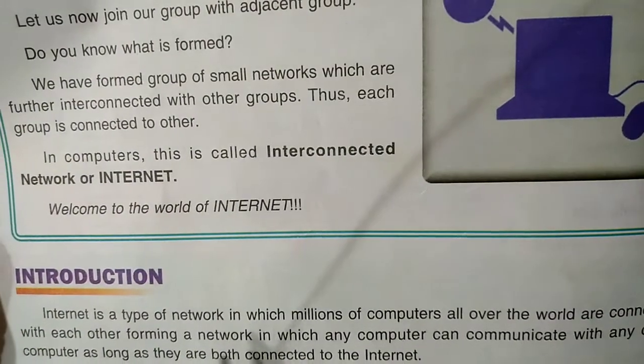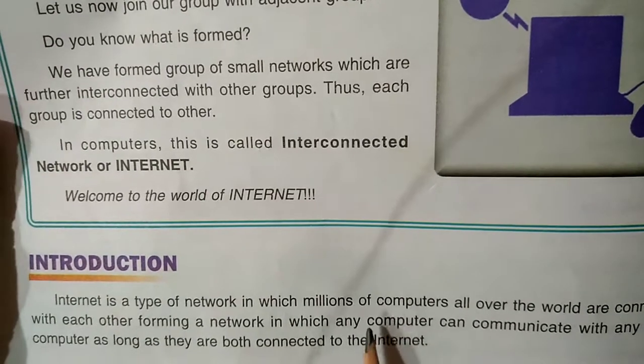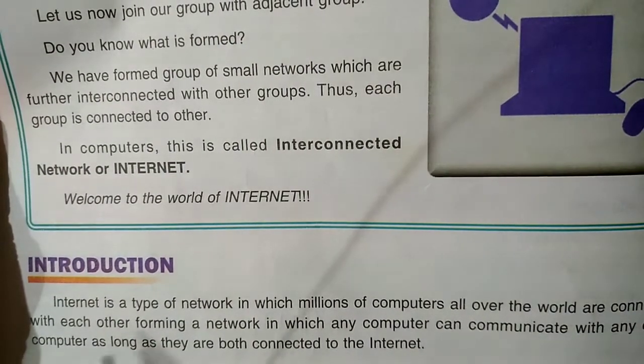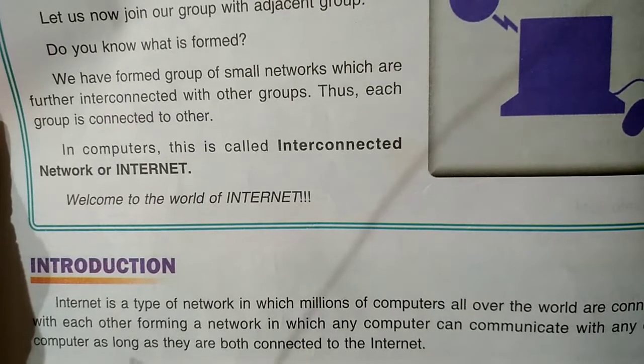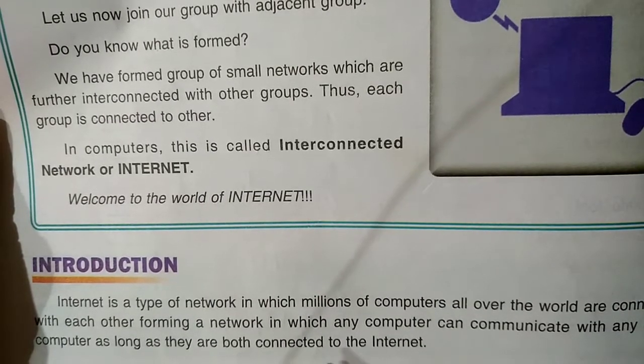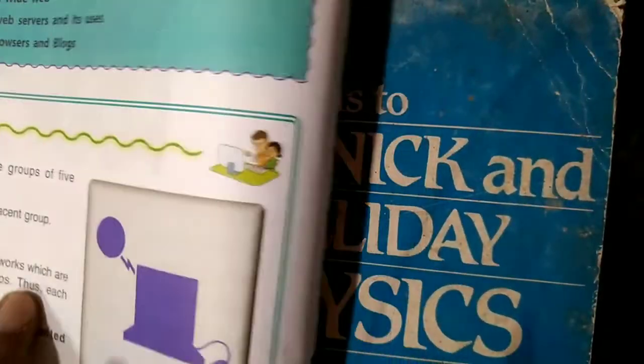Introduction. Internet is a type of network in which millions of computers all over the world are connected with each other, forming a network in which any computer can communicate with any other computer as long as they are both connected to the Internet.